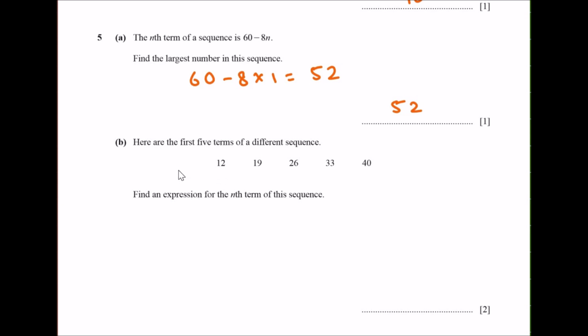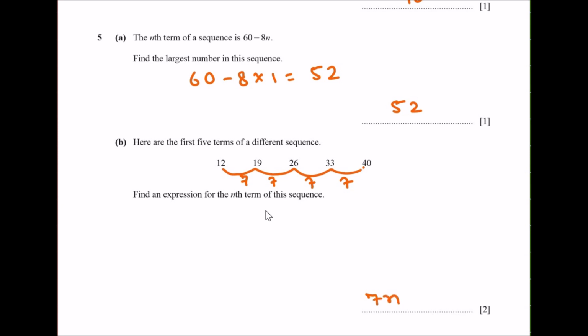Now here are the first 5 terms of a different sequence: 12, 19, 26, 33, 40. So what is happening here? You can see easily that it is an arithmetic sequence, because every time 7 is being added. So what will be the nth term? 7 is there every time, so 7n.